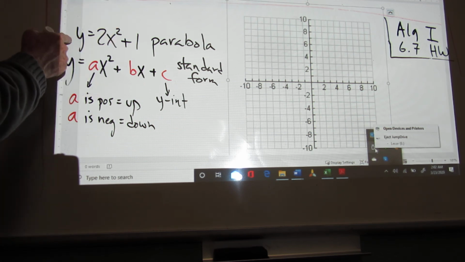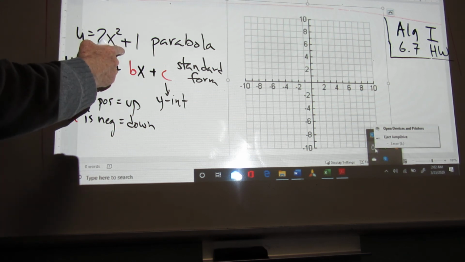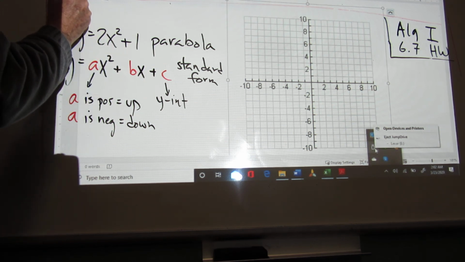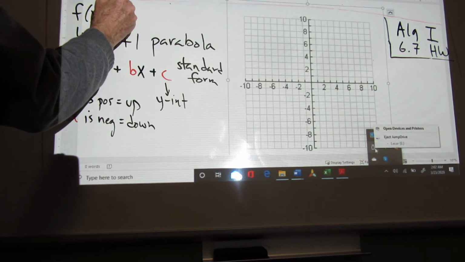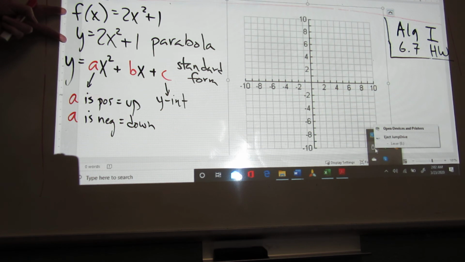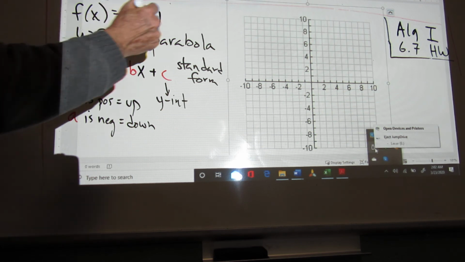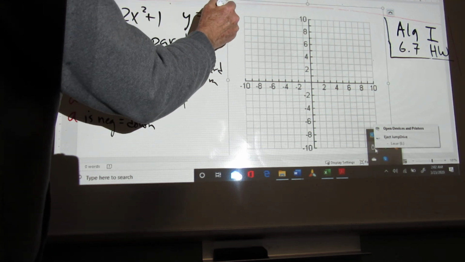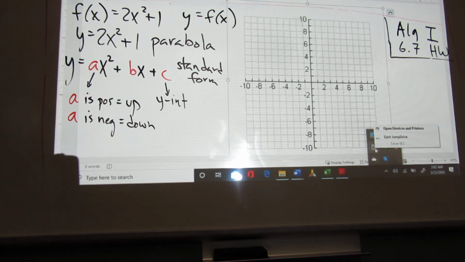One other thing I'd like to point out is this is a quadratic equation. If I put it in these terms, this is a quadratic function. These are identical. Okay, so y is the same thing as f of x. Sometimes they're going to talk about functions, in this case quadratic functions. Sometimes they're going to talk about them as quadratic equations. But these are absolutely, completely, and totally identical.